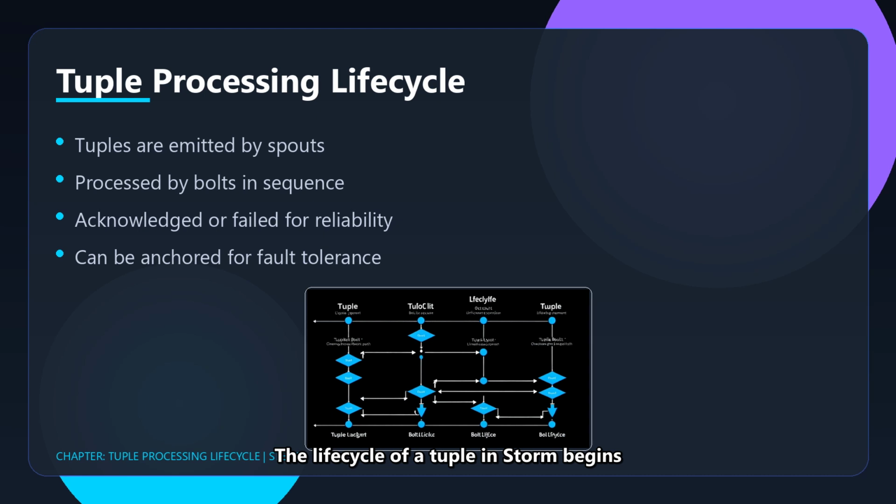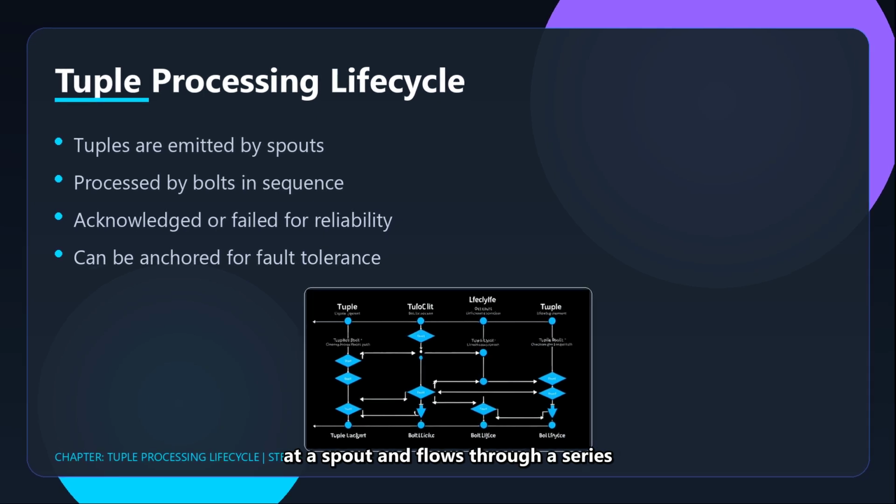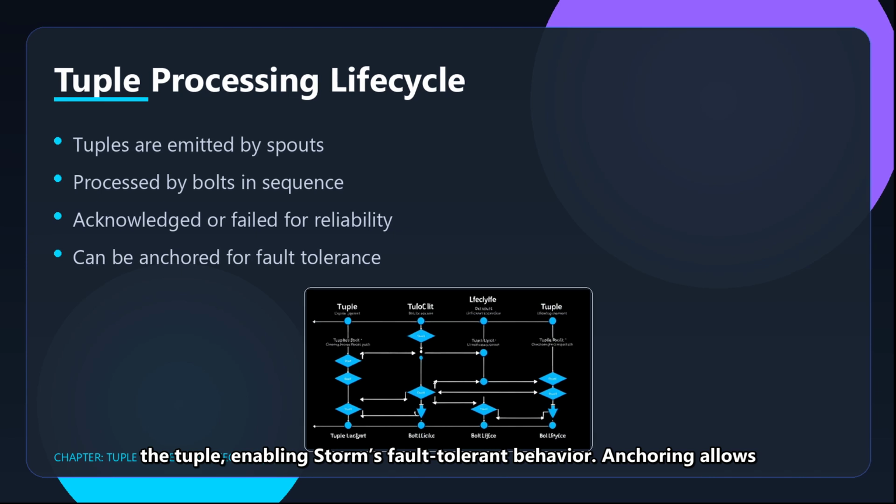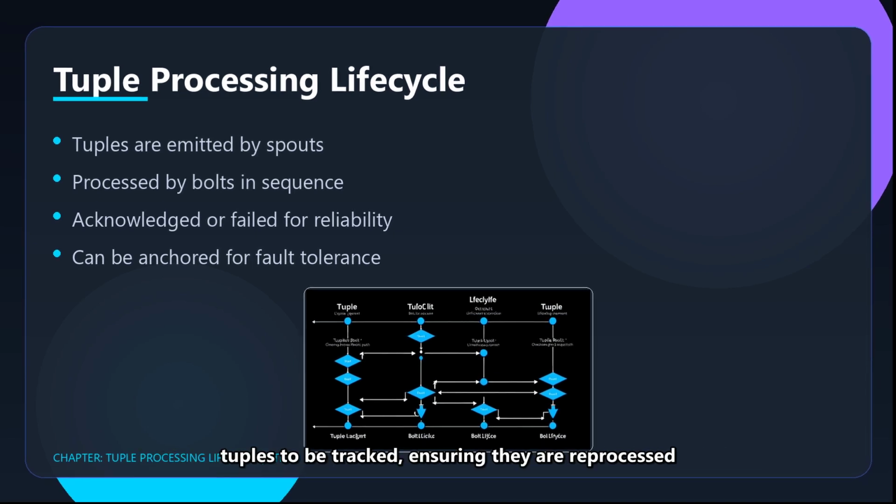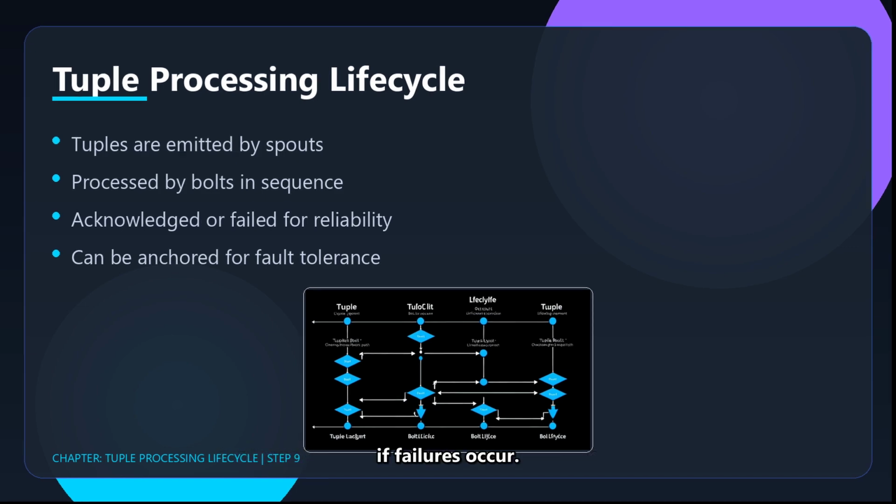The lifecycle of a tuple in Storm begins at a spout and flows through a series of bolts. Each step can acknowledge or fail the tuple, enabling Storm's fault-tolerant behavior. Anchoring allows tuples to be tracked, ensuring they are reprocessed if failures occur.